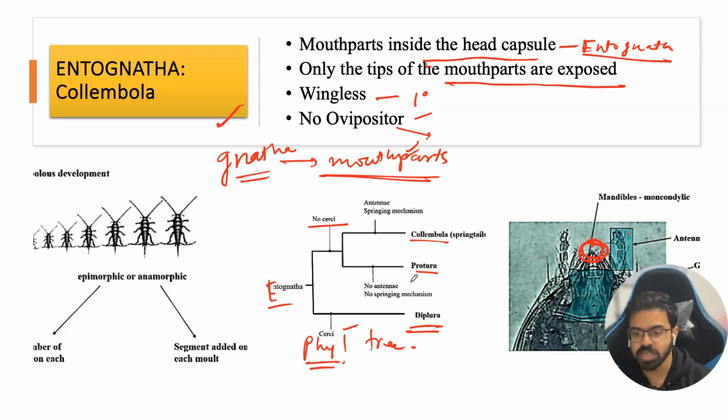But if the cerci are not there, then what do you have to check? You have to check the antenna. If the antenna is there, then it is definitely Collembola. If there is no antenna, then it should be Protura. Like this, taxonomy will be easy for you to remember and understand. I've mentioned it just as an example.